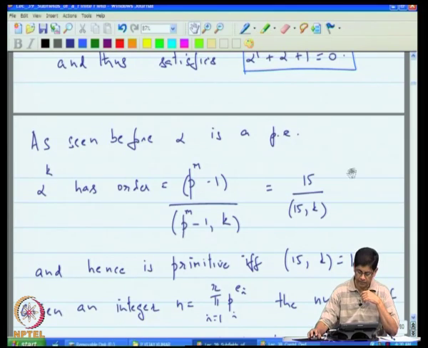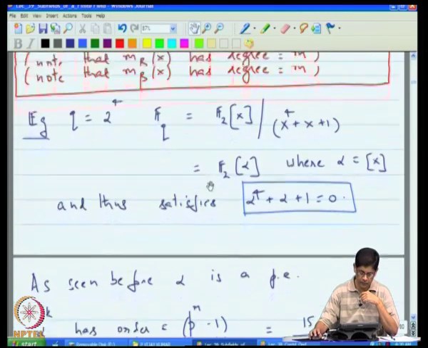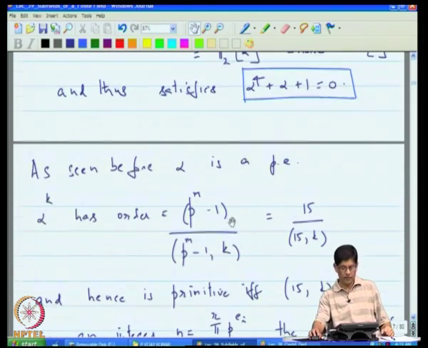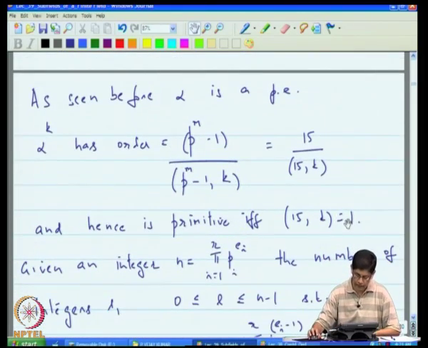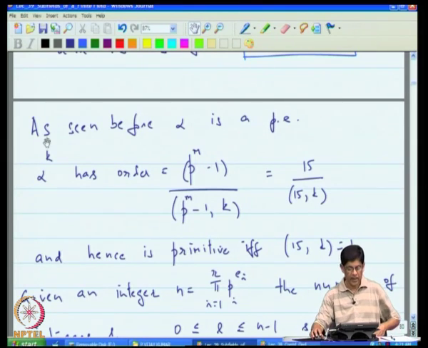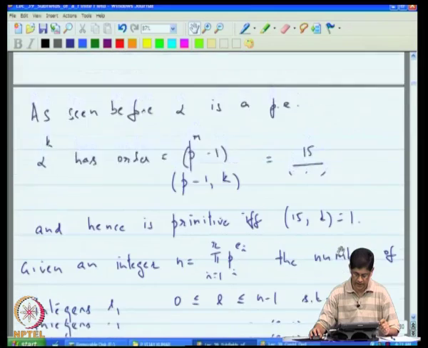And from this you see that what we are trying to get at here is what are some examples of primitive polynomials. Now the only way in which this thing could equal 15 is if 15 and k were relatively prime. So that means that if alpha is a primitive element, then the powers of alpha of the form alpha to the k, where this exponent k is relatively prime to 15, these are the elements which are primitive in the finite field.